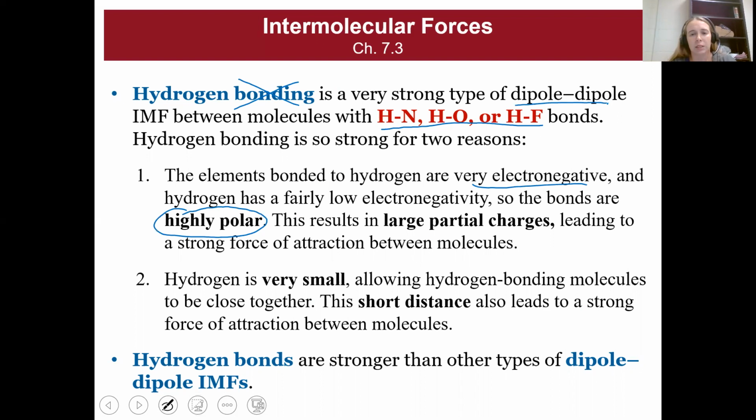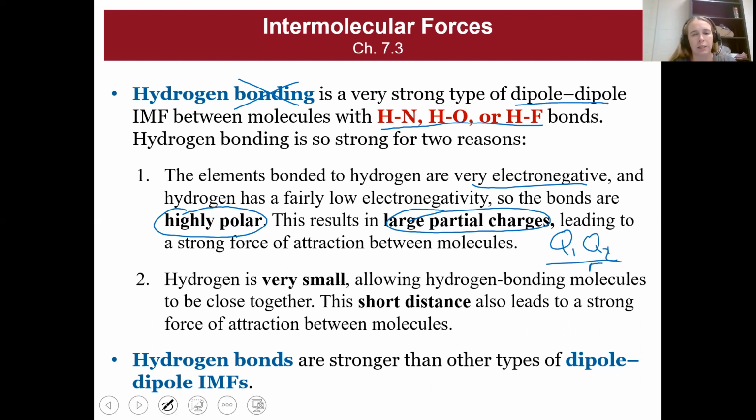This results in strong partial charges, or sorry, large partial charges. So closer to 1, like closer to +1 on one end and -1 on the other end. Still partial charges, but closer to full charges, leading to a strong force of attraction between the molecules because of Q1, Q2 being on top of our Coulomb's law.